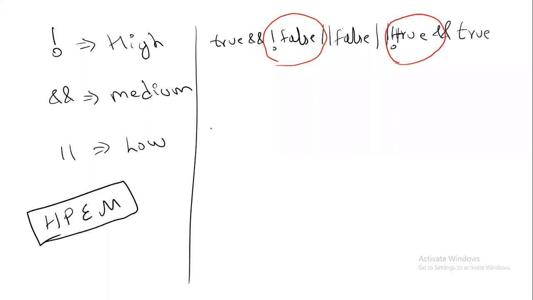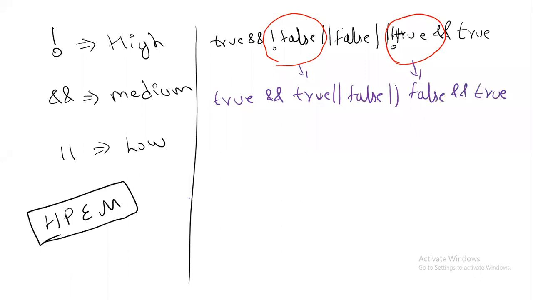So first it will be true here as it is true. Then and is there. What is not of false? Not of false is true. Then or operator. Then false as it is you write. Then or operator. What is not of true? It is false. Then and operator. Then it is true here. Yes, highest priority we have eliminated.